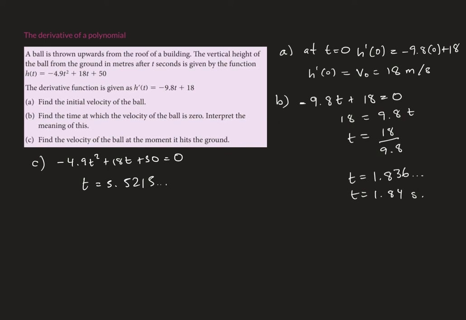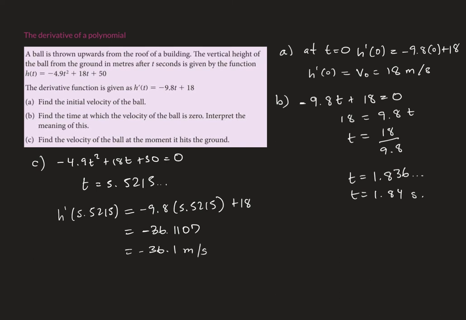5.5215. Now that I have the time, I need to know the speed at that time. So I'm going to evaluate h dash at 5.5215, and that is going to be minus 9.8 times 5.5215 plus 18. And that is minus 36.1107 to three significant figures. That's minus 36.1 meters per second.